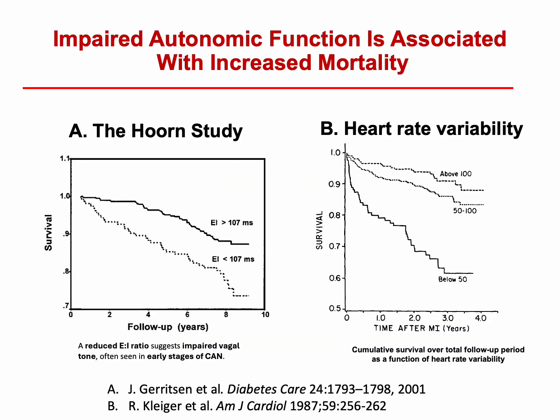Now, cardiovascular autonomic neuropathy contributes to increased illness and death. People affected with CAN face a greater likelihood of cardiac arrhythmias, silent MI, and sudden cardiac death. The Horn study, on your left, demonstrated that patients with impaired vagal tone, characteristic of CAN, experience reduced survival. Additionally, another study on your right found that lower heart rate variability is associated with decreased cumulative survival over time.